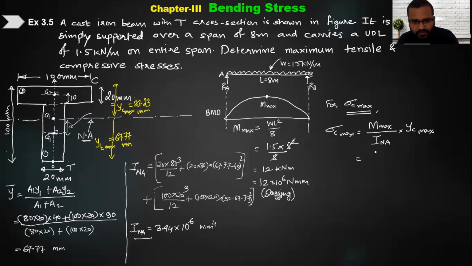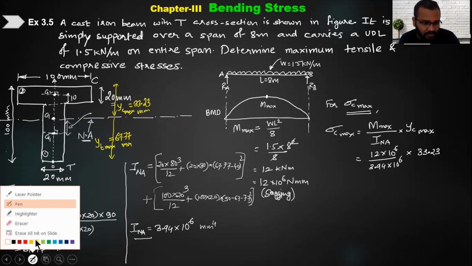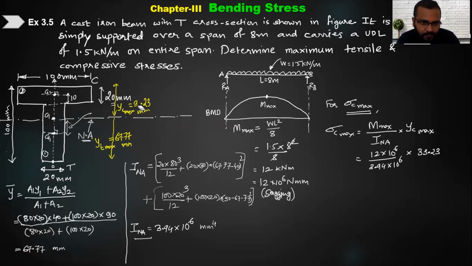Sorry, M maximum is how much? The value we have calculated as 12 into 10 raised to 6, the moment. Okay, you are giving me the answer, fine, absolutely. Let me write down. YC maximum is 33.23. Sir, YC maximum is 32.23. Yes, 32, of course, since 67 is the other. Yes, there is some correction. 32.23. Okay. Next. So how much will it be? 98.06.